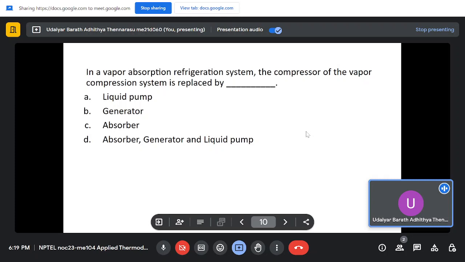So the answer is, we have seen how the vapor absorption refrigeration system is different from the vapor compression refrigeration system. The answer is D, absorber, generator, liquid pump, and also an additional expansion valve, which will also be required. This is what is used to replace the initial compressor used in the vapor compression refrigeration system.